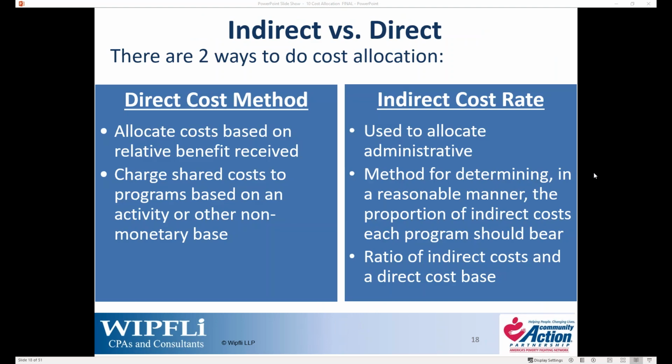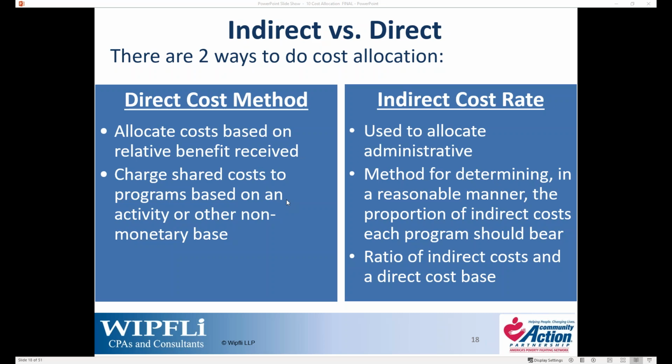Classifying costs. We get this question a lot. There are two ways to do cost allocation. The first is a direct method, and the second is an indirect method. When we think about a direct method, we're allocating costs based on relative benefits received, and we charge shared costs, again, some of these administrative costs that all programs share in, based on an activity or other non-monetary base.